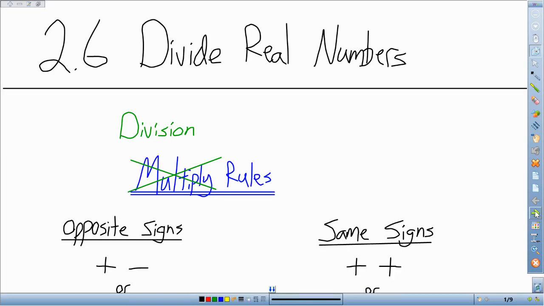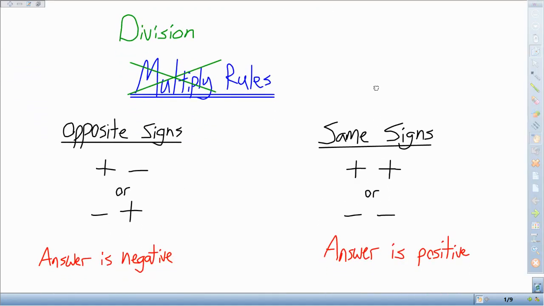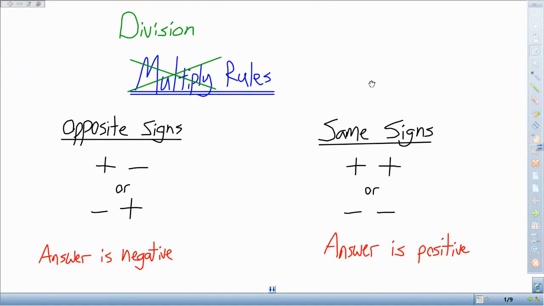Hey everybody. So we are looking at 2.6 today, divide real numbers, right? This first slide you might notice looks a lot like a slide that you copied in the last lesson when we were looking at multiplication rules. Or actually, was that the last lesson? It might have been a couple lessons ago. But yeah, the rules for division are the same as multiplication.